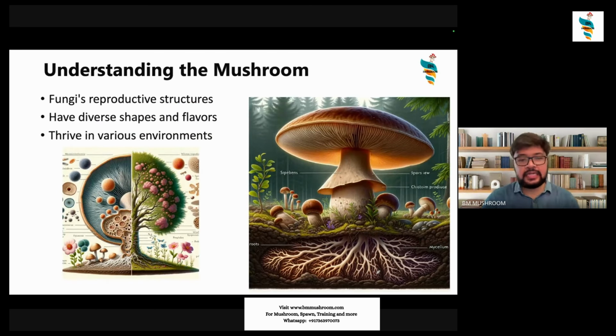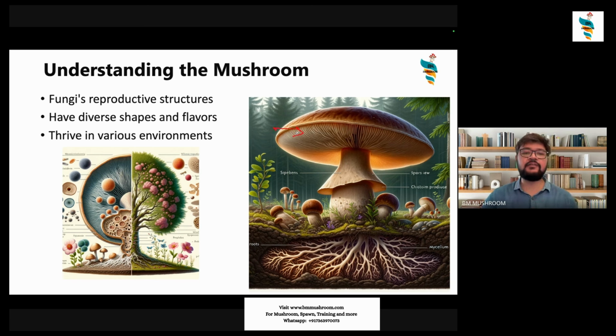We have to understand the mushroom in order to grow them. We have to understand how they work, what their biology is and all. This is not a science class, but I will surely let you know the basics of mushroom. Very first, we have to understand what the mushroom is.